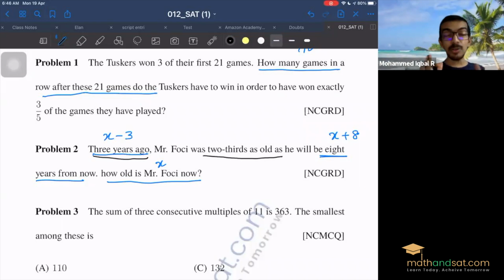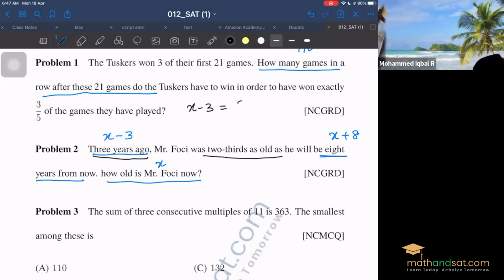So which is the bigger quantity? X minus 3 or X plus 8? X plus 8. So you should have that sense in your mind so that you don't mess up. The question says you have X minus 3 is equal to 2/3 of X plus 8.